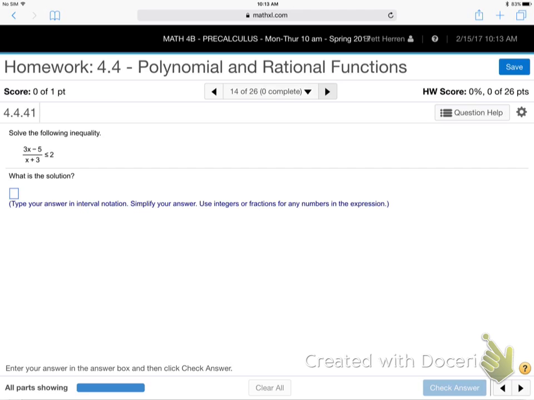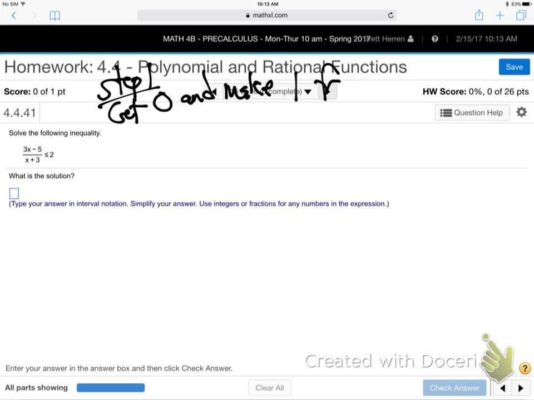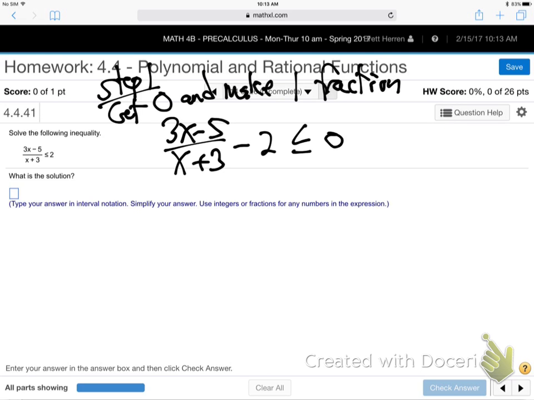Now, remember what step 1 is, though. Remember the steps. Step 1 is what? Get a 0. And I need to add to it, I should say, and make it one fraction. Remember how we had to do that before? Going to have to do that here. So your first step is going to be 3x minus 5 over x plus 3 minus 2 less than or equal to, bring that 2 over. So minus 2 less than or equal to 0.